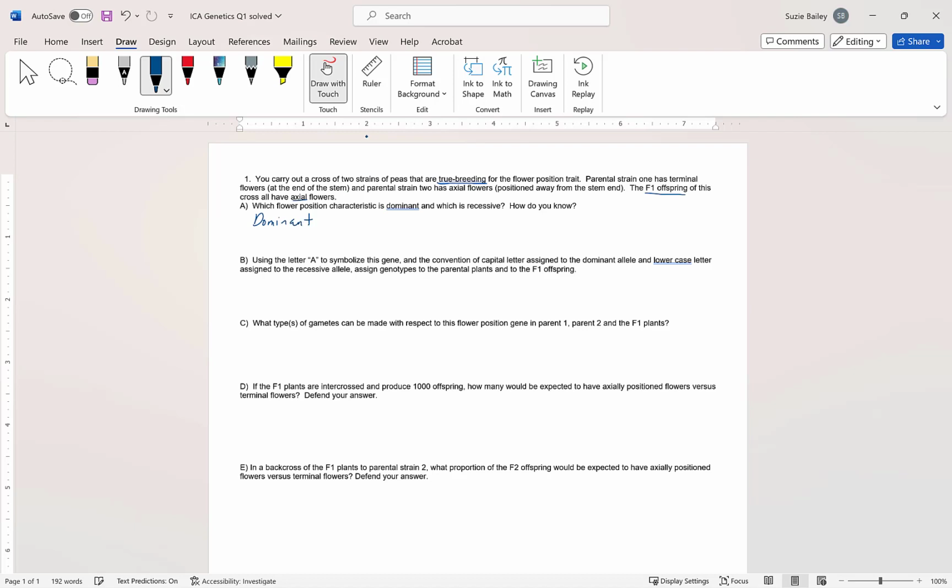So the phenotype, the physical expression of the trait that we see in the F1 offspring, gives us information about the dominance interaction between the 2 characteristics, in this case flower position. So our dominant trait is the axially positioned flowers, and the recessive trait is the terminal positioned flowers.